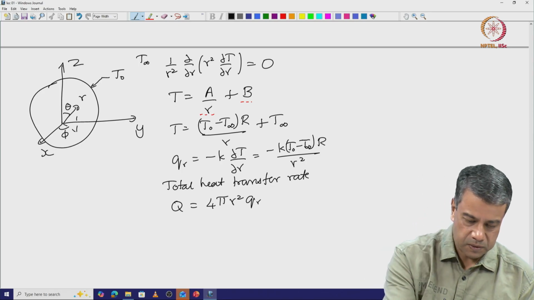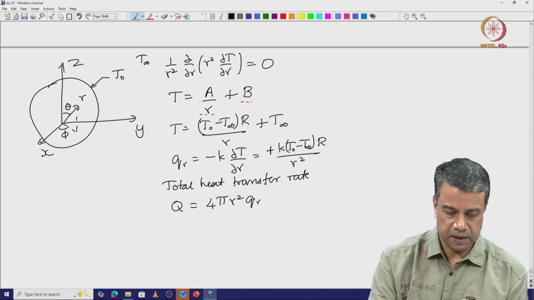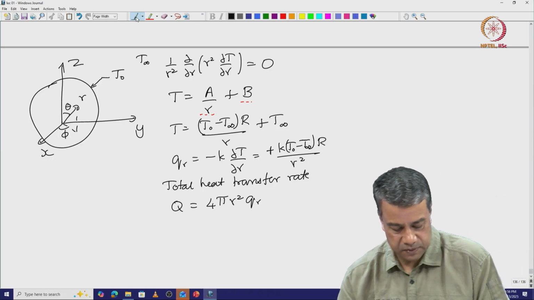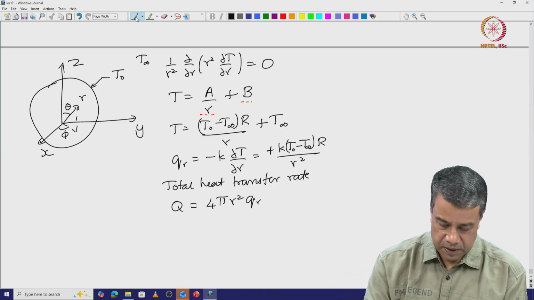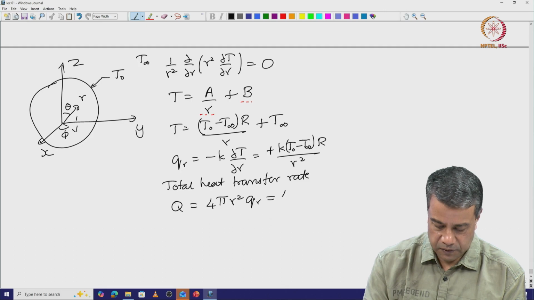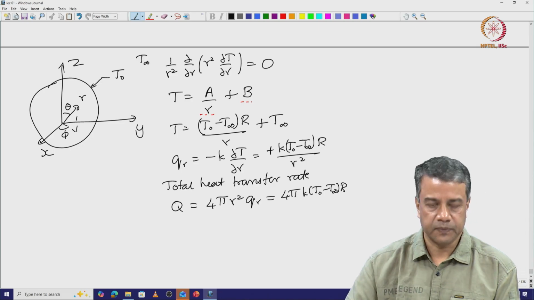I should note that there is a positive sign here, because when I take the derivative of 1 over r, I get minus 1 over r square. So, this is equal to 4 pi k into (T naught minus T infinity) into R.